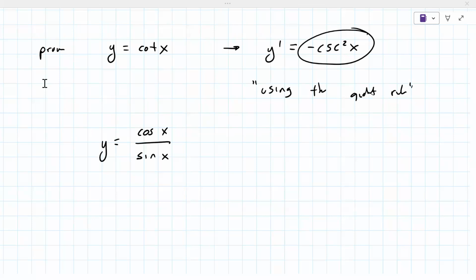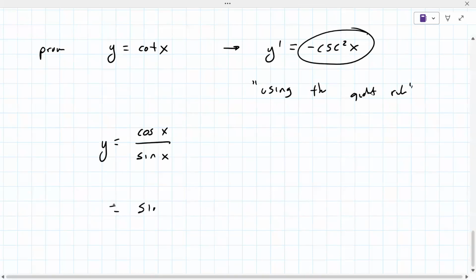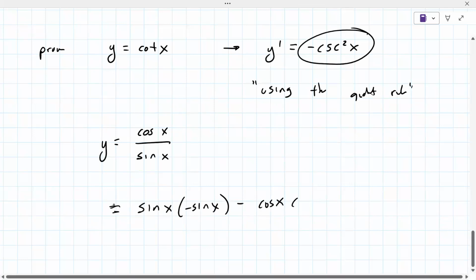So after I do the quotient rule, I'm getting negative cosecant squared. Okay. So let's go bottom times the derivative of the top. What's the derivative of cosine? Negative sine. Negative sine x, minus the top times the derivative of the bottom. Derivative of sine is cosine, over the bottom squared.